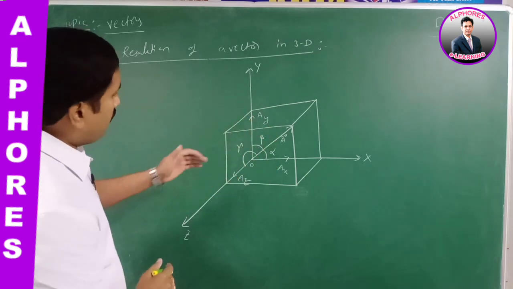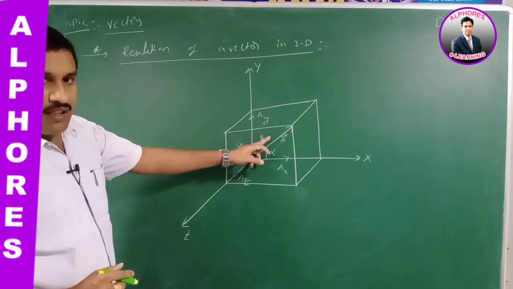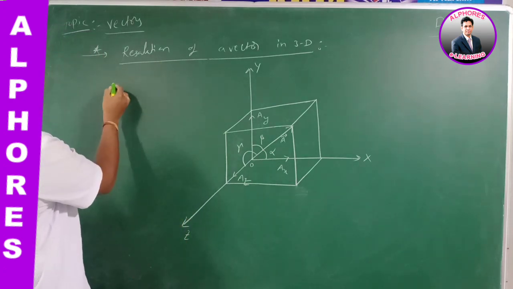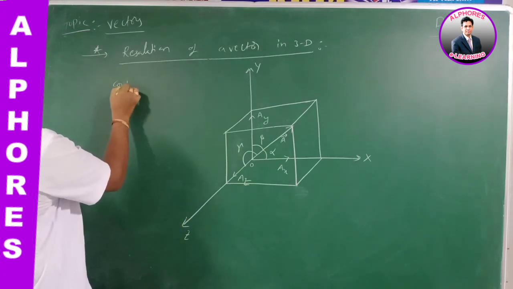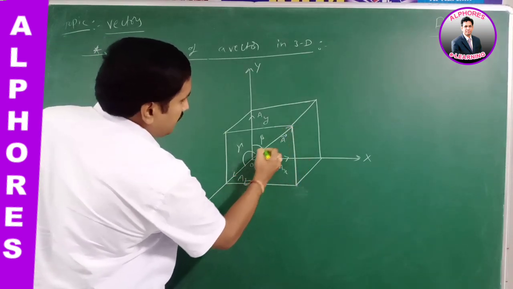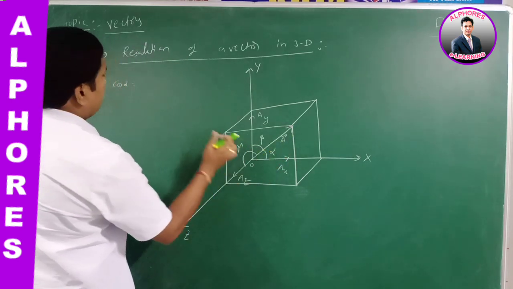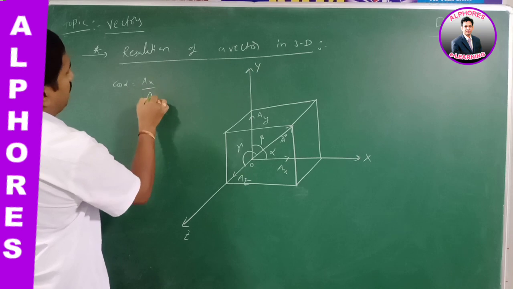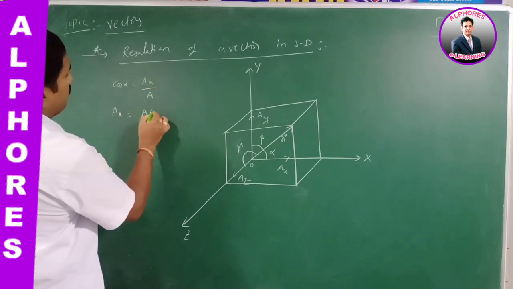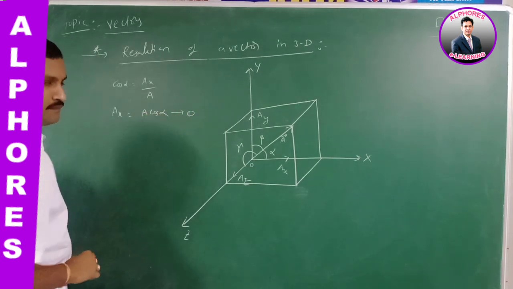As from the mathematics, we know already, in the previous session, the classification or resolution or splitting of vector in 2 dimension. Now here, from the figure, cos alpha is equal to how much? From the figure, we take this right angle triangle. Cos alpha is equal to adjacent side by hypotenuse a, that is ax by a. So ax is equal to a cos alpha. This is equation number 1.